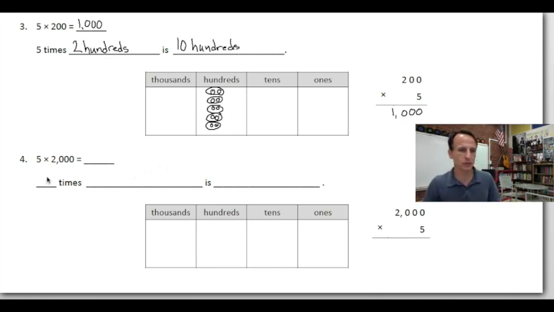Now in this one, we're doing 5 times 2,000. So same idea. I will draw these 2,000s. There they are, looking good, feeling fine. I need to do it 5 times. So there's a second set of 2,000s, a third set of 2,000s, a fourth set of 2,000s, and a fifth set of 2,000s. So what did I do? I did 5 times. And what did I do 5 times? 2,000s.